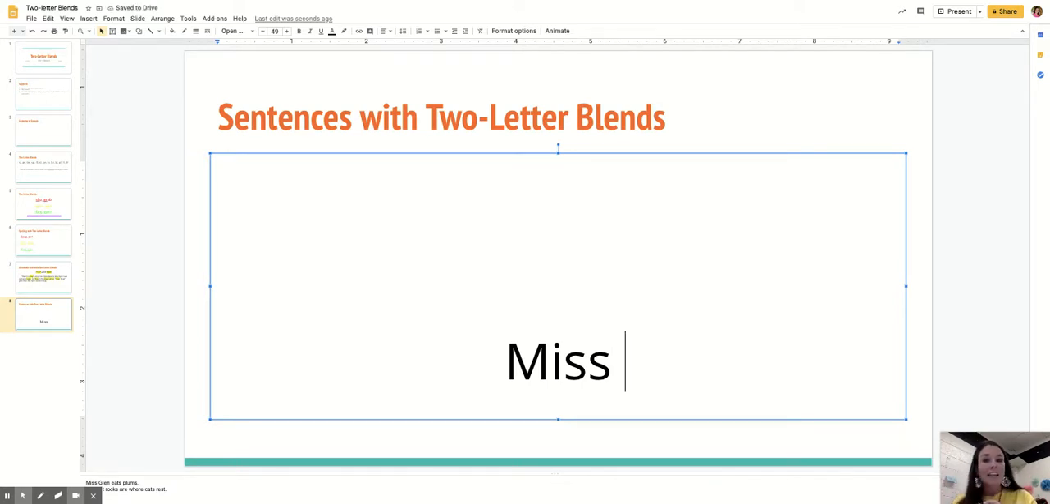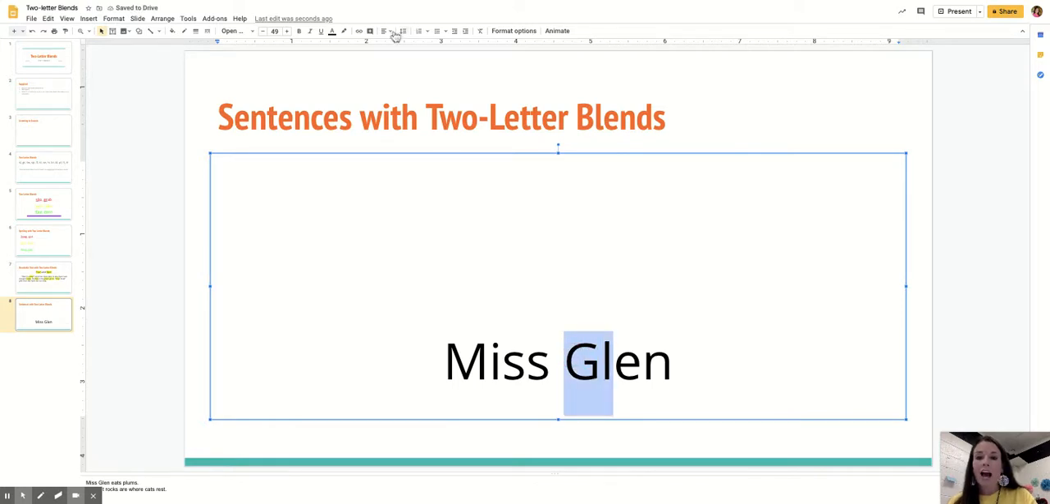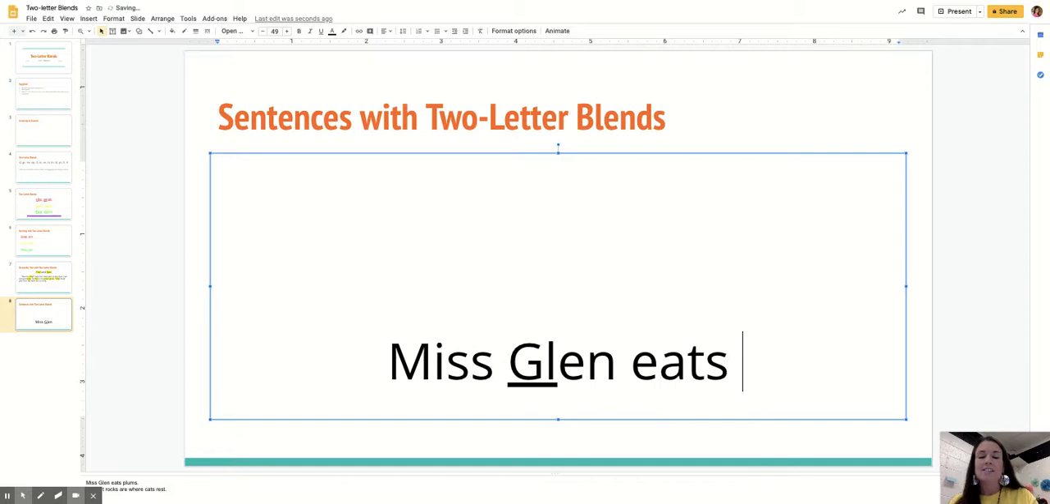So Glenn needs to get a capital letter when we start writing it. Glenn, Gul. That's a 2-letter blend, GL. The G, though, needs to be capitalized because it's her name. Gul, E, Glenn. Okay, so here we go. I'm going to highlight the GL because it's a blend. Miss Glenn eats, okay, eats. This is kind of a sight word, E-A-T-S, eats plums.